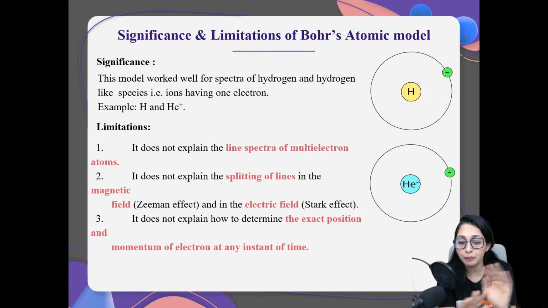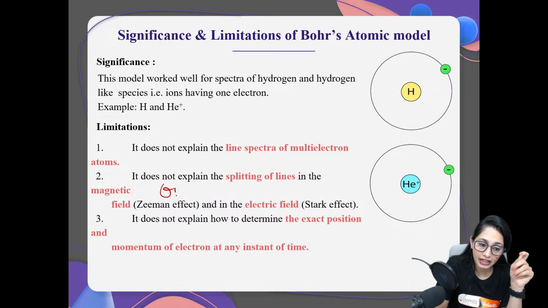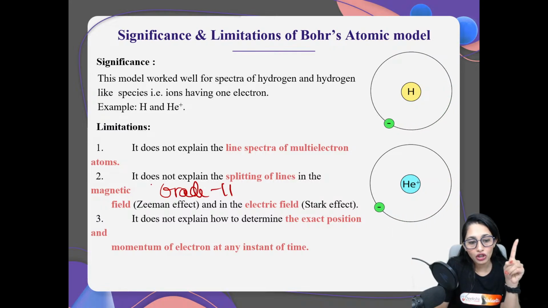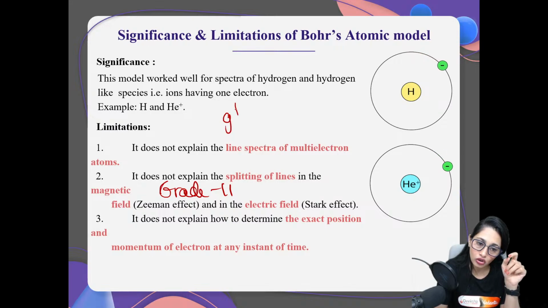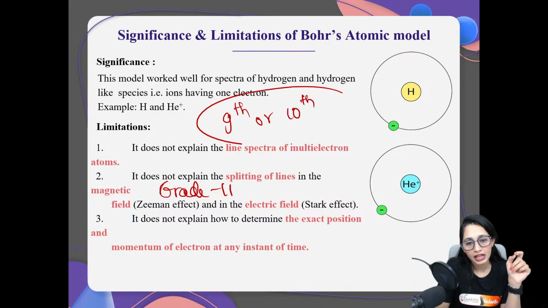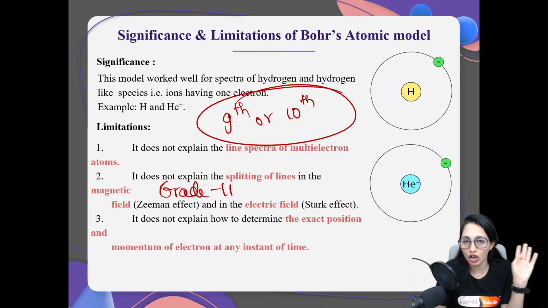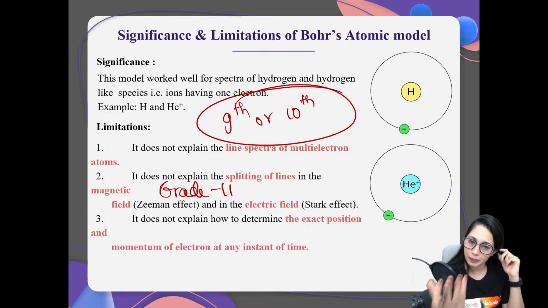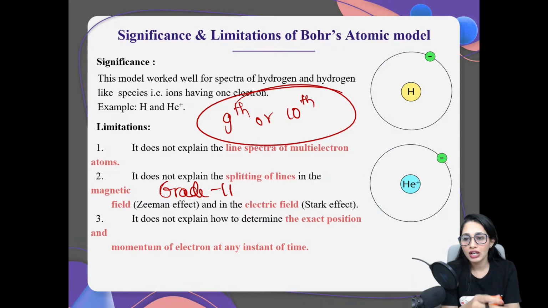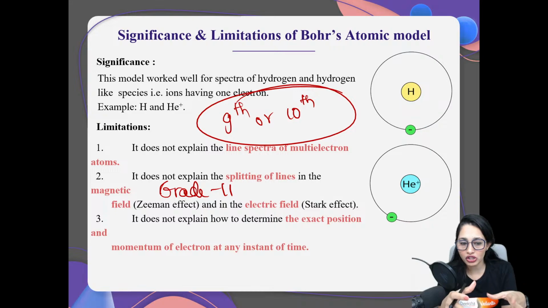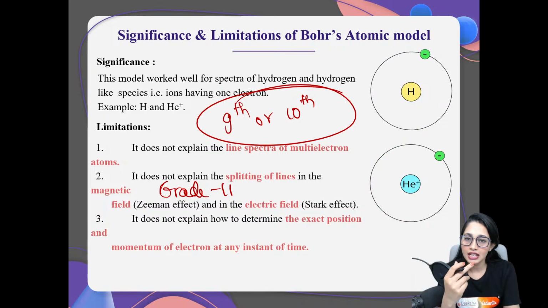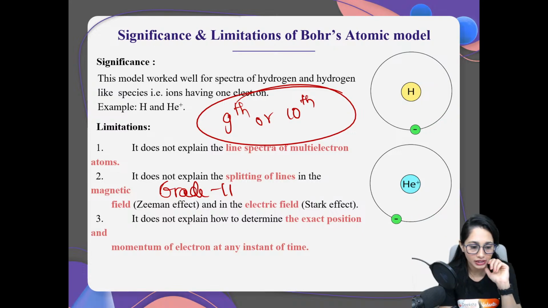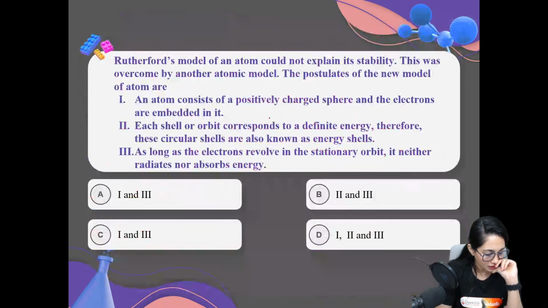It does not explain the splitting of lines in the magnetic field. This is also something that you will be learning in your higher grade, grade 11. If you are studying in 9th or 10th, do not worry about this. Even for your Olympiad exams, this will not come. Only if you are studying in 11th and 12th, this is important for your competitive exams, NEET, JEE. So we'll be taking a separate class for that as well. I'll be giving you some basic information about all these things. We'll conduct separate foundation classes for 11th as well as 12th. Understood? Yes.